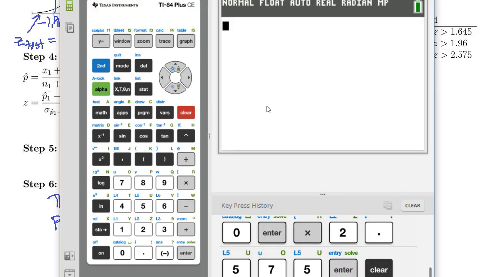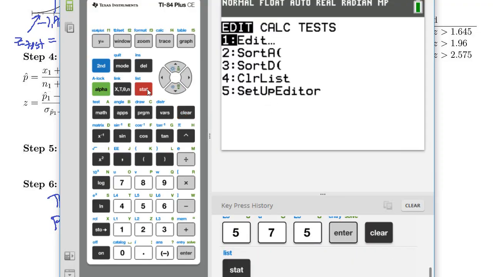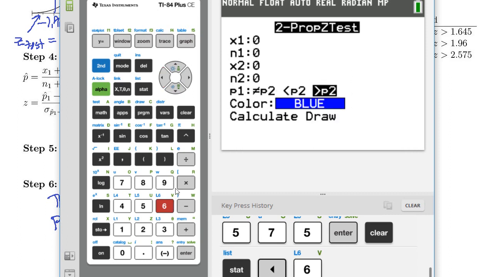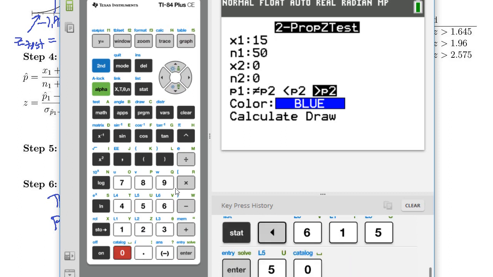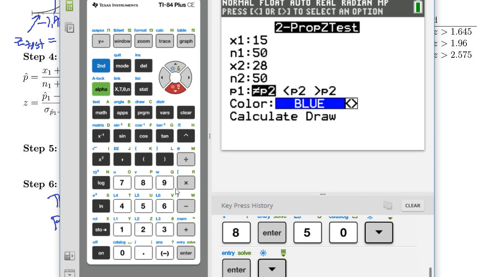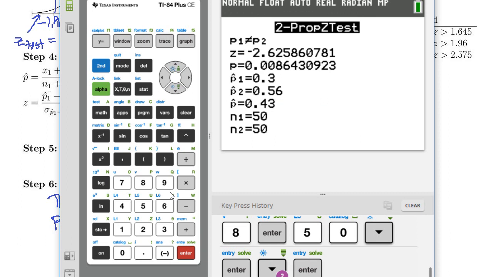And let's go ahead and check this with the stat functions of the calculator. So we're going to go to Stat, Tests, and then we want the 2 proportion z-test, number 6. So our x1, number of successes needing rescue meds in the first group, was 15 out of 50. And the second group, it was 28 out of 50. And this is a two-tailed P1 not equal P2. And we calculate. And there is our test statistic, negative 2.63.